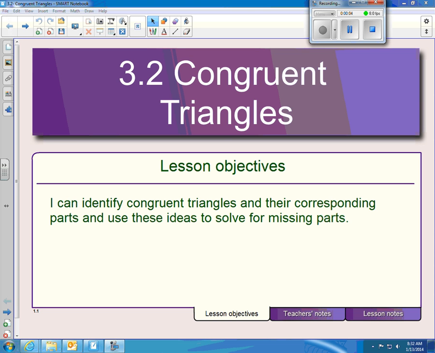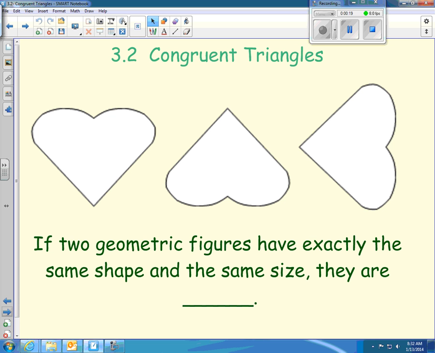We're going to cover Unit 3, Section 2 on congruent triangles. Our learning target today is: I can identify congruent triangles and their corresponding parts and then use these ideas to solve for missing parts. So we're going to talk about congruent triangles. If two geometric figures, triangles, polygons, etc., have exactly the same shape and size, so we're talking shape and size, they are congruent.